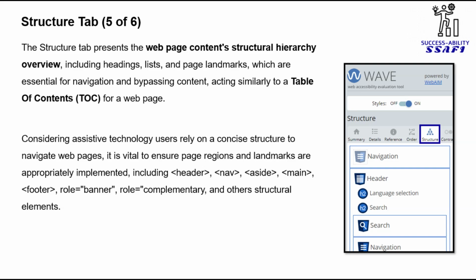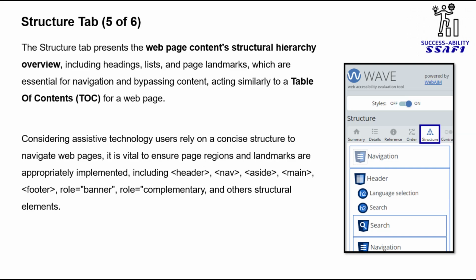Structure tab, 5 of 6. The Structure tab presents the web page content's structural hierarchy overview, including headings, lists, and page landmarks, which are essential for navigation and bypassing content, acting similarly to a table of contents, TOC, for a web page.